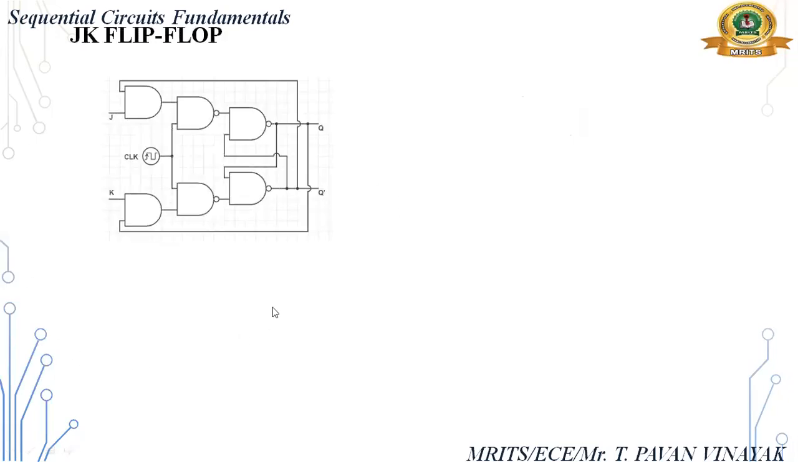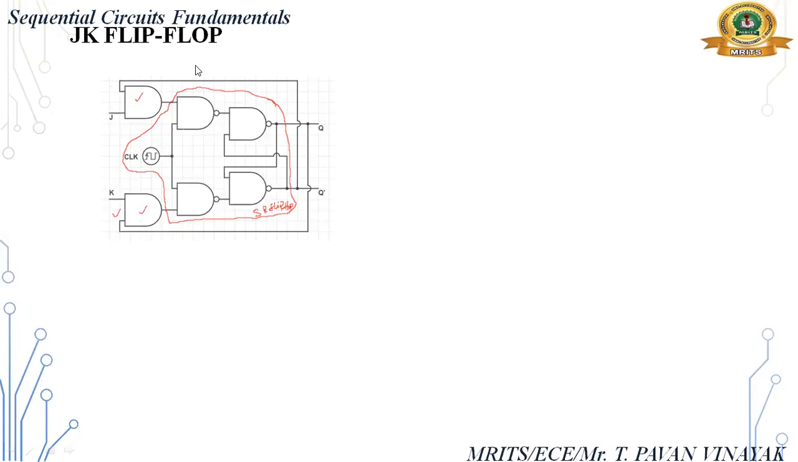This is the circuit diagram, or logic diagram, of the JK flip-flop. This part is the SR flip-flop. For that SR flip-flop, I am adding 2 AND gates. This is J. For J, I am giving Q bar. For K, I am giving Q. This is the circuit.